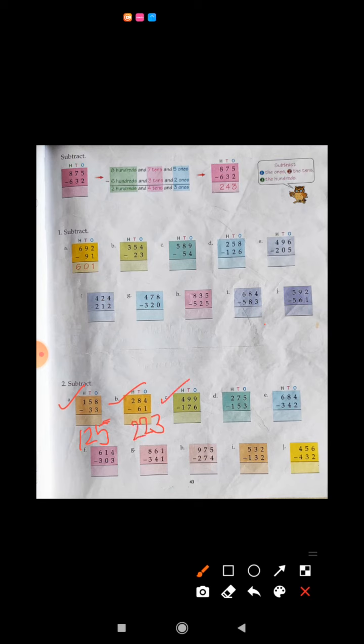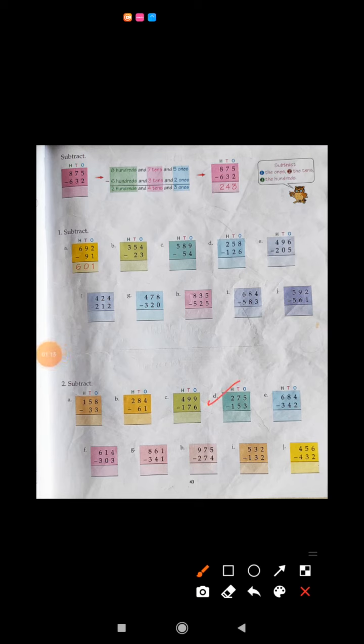Now C part. The question is 499 minus 176. First we will subtract the ones. 9 minus 6 is 3. Subtract the tens. 9 minus 7 is 2. Now subtract the hundreds. 4 minus 1 is 3. The answer is 323. Now come to D part.